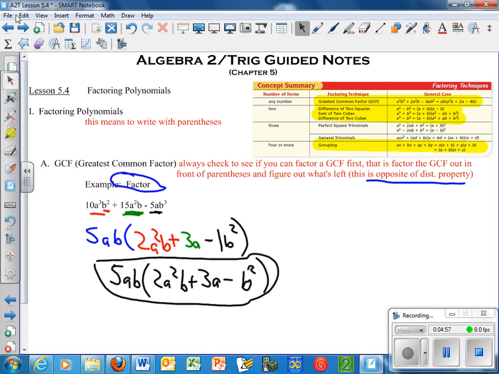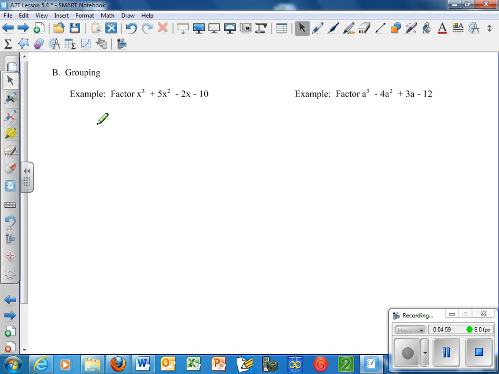Now we're going to look at factoring by grouping.